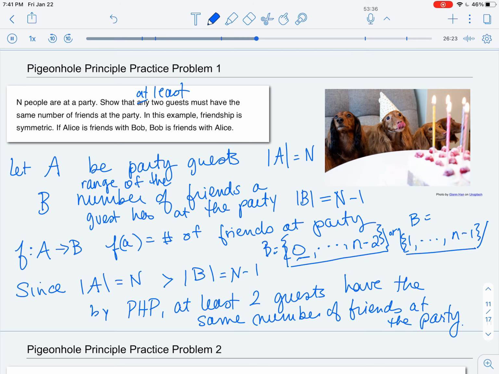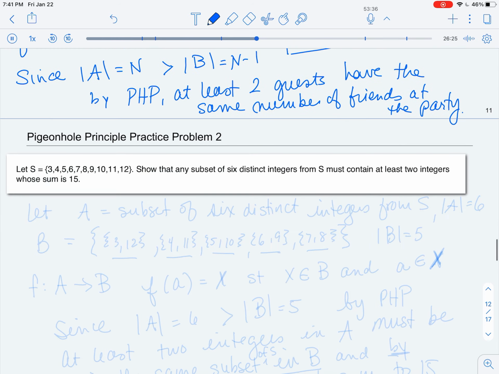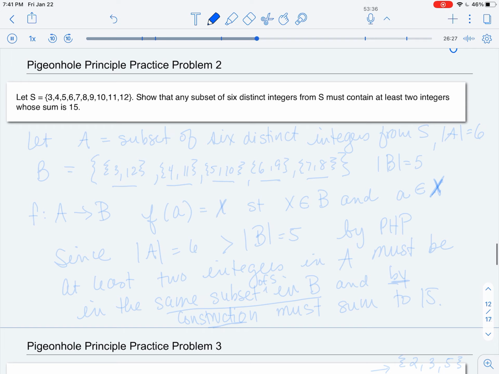Okay, let's look at another example. For this pigeonhole practice problem, we have the set S of integers 3 through 12, and we want to show that any subset of 6 distinct integers from S must contain at least 2 integers whose sum is 15.